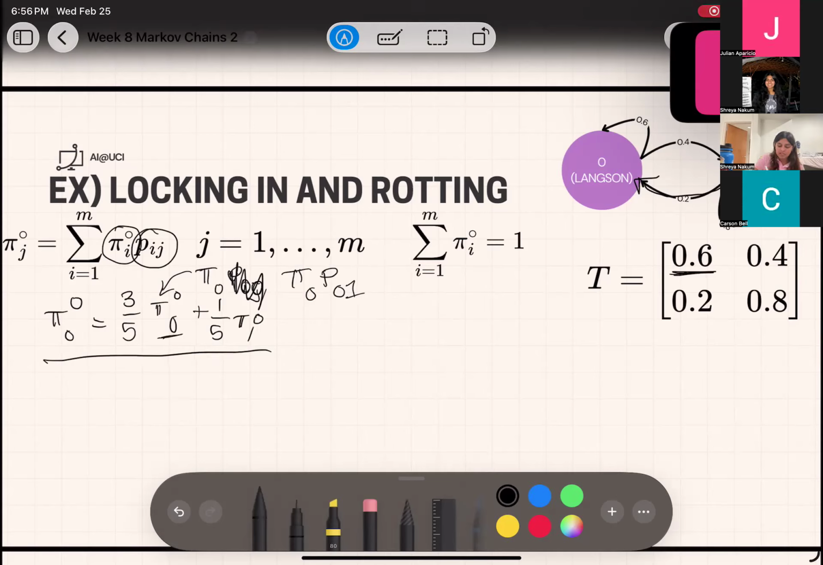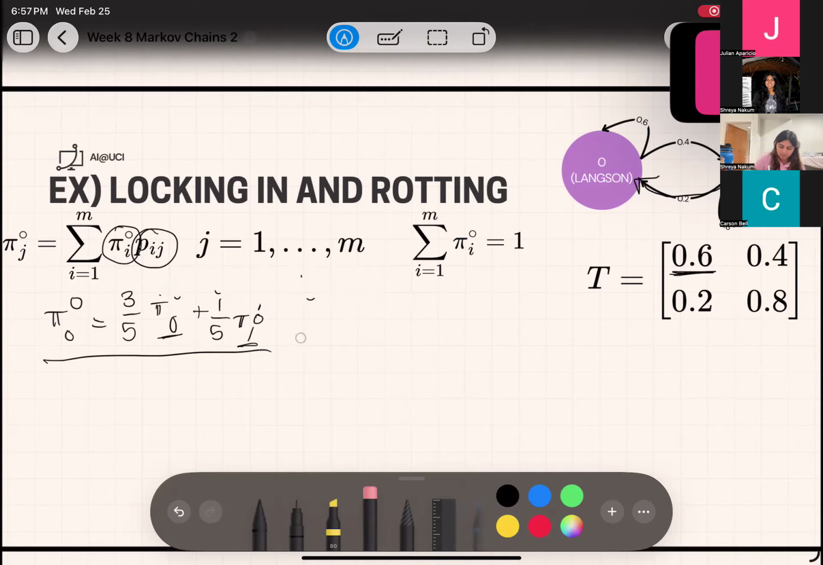And the reason we have pi 0 and pi 1 here is that these probabilities depend on where you were previously. Same idea again: the probability that you're going to be at Langston depends on where you were before that. Markov property again. So we can set up the same thing for pi 1.